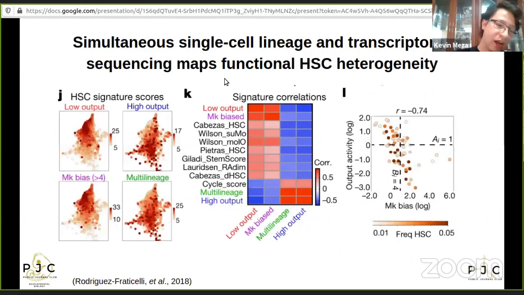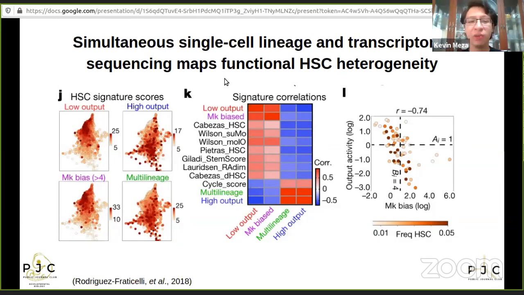So here in panel J, we can see the four groups of hematopoietic stem cells, and we can see that the cells that are classified as low output are exactly the same classified with the MK bias, and the other way around.